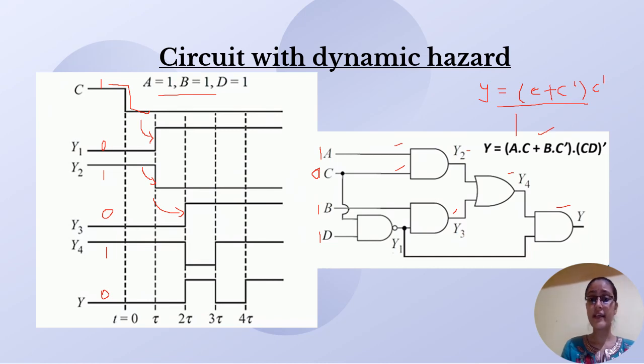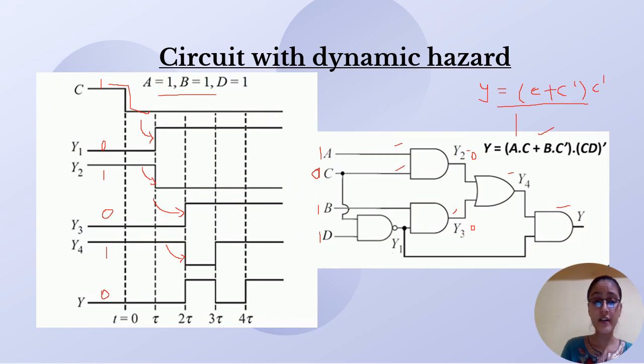And Y4 is, here the condition 0 appears and here also it is 0, and that should go to Y4, which will be 0. So this also appears after 2 tau seconds. So here is the glitch which we can notice, the static 1 hazard, and the final output Y, due to this glitch happening, changes from 1 to 0 and again from 0 to 1 when you see the later conditions. So this appears in time 3 tau.